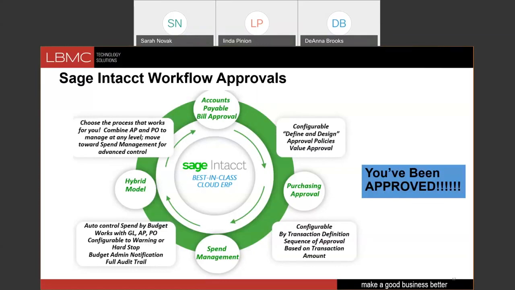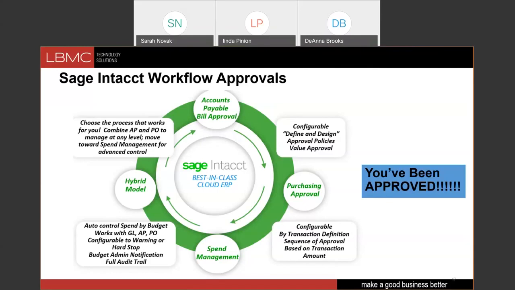It can be multiple approvers instead of just one. On the accounts payable side, again, configurable. It's nothing extra. You just set up some configuration. You can define and design your approval policies, and it may be based on a value approval. So use those two interchangeably. And then when you want that added level of control on your spend, then lay spend management on top of that.